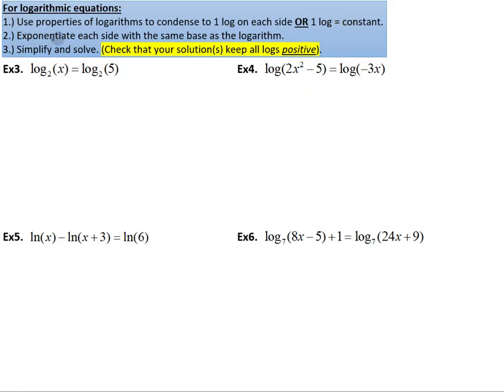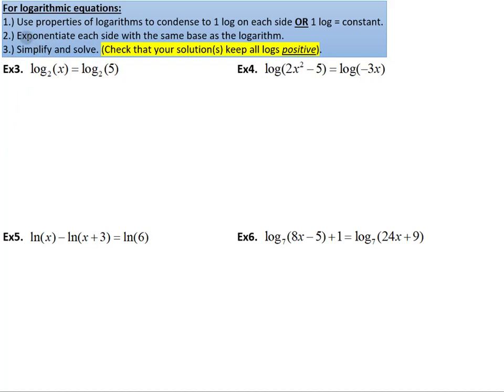Step 2 is we will exponentiate each side using the base of our logarithm. And then we will simplify and solve. Keep in mind that logarithms do have a restriction. The inside values have to stay positive. They cannot be 0, they cannot be negative. So if we get an answer and we plug it back in and it makes any expression negative, we've got to throw it out, or 0, right? Throw that out as well.